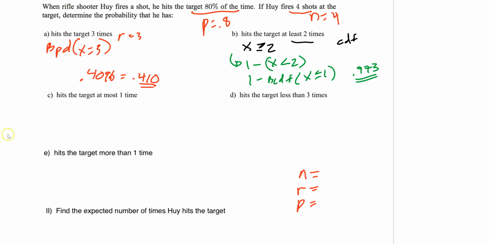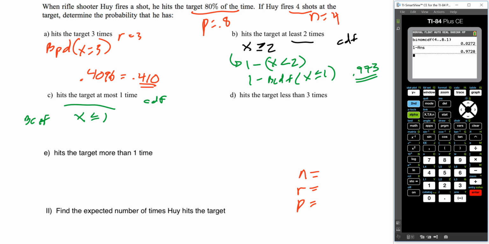So let's move on. Hit the target at most once. Right, so again, it's at most or at least. I told you it's a CDF. That's probably the one you're going to use the most. And just think about it, right? At most once. So x is less than or equal to 1, right? 1's the most. Hey, that's what I want. I want less than or equal to. So this is binomial CDF. It's done. You don't have to do any work. It's less than. It has an equal to sign. You're golden. Just plug it in.